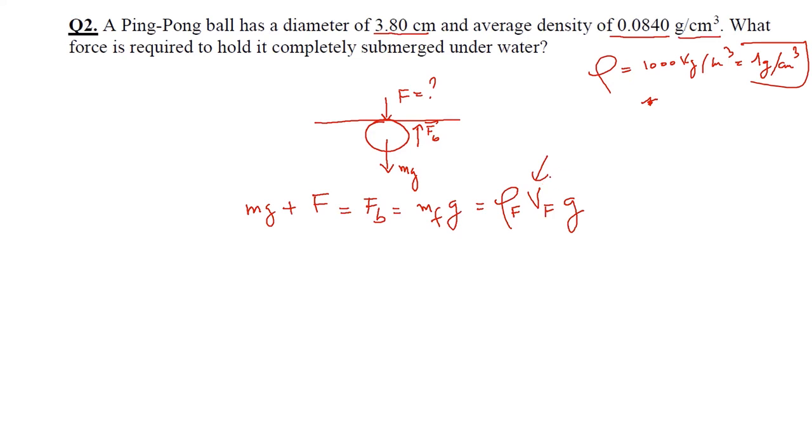Now the volume of the fluid displaced by the ping pong ball, since the ping pong ball is totally submerged, is equal to the volume of the ping pong ball. Basically, it will be 4 pi divided by 3 times the radius of the ping pong ball cubed. If I know the diameter, I know the radius.